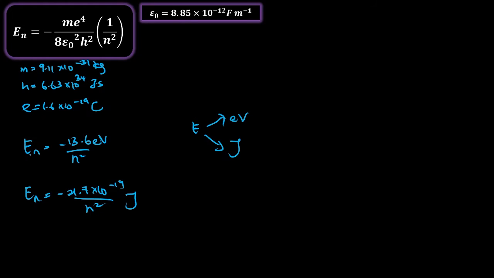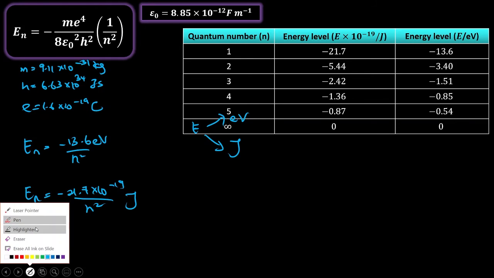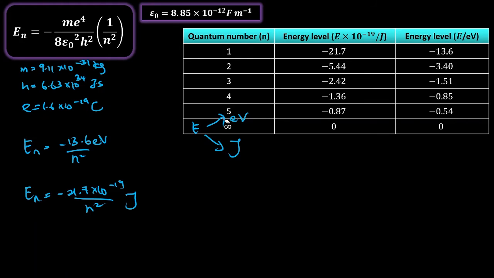So this En actually depends on n squared. Okay, it depends on 1 over n squared. Now if you substitute n equal to 1, n equal to 2, you will get this table. If you look at this table, the one with n equal to 1, we call it the orbit that is nearest to the nucleus. If you look at this one, it has the most negative value.